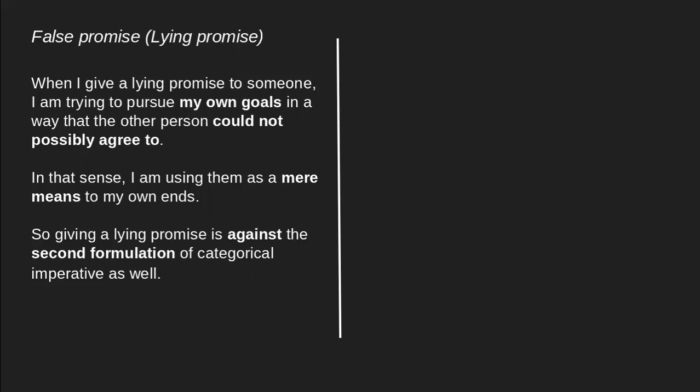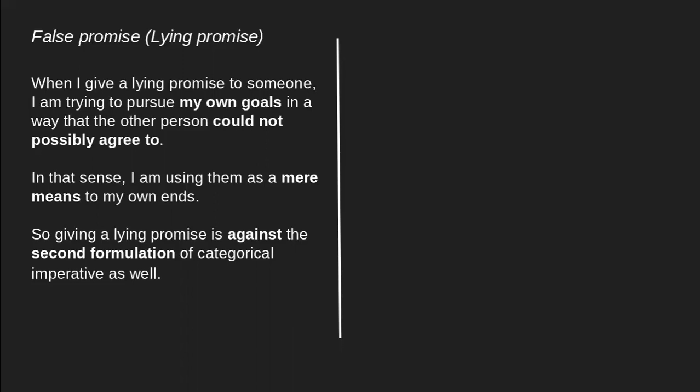When I give a lying promise to someone, I'm trying to pursue my own goals in a way that the other person could not possibly agree to, right? I mean, if the other person would agree to my ends, then why would I lie? It's clear that I'm giving a lying promise. And the famous example that we gave last time, and Kant also gives, was promising to pay your debt back even when you know that you are not going to pay it back, and asking to borrow some money from your friend under those circumstances.